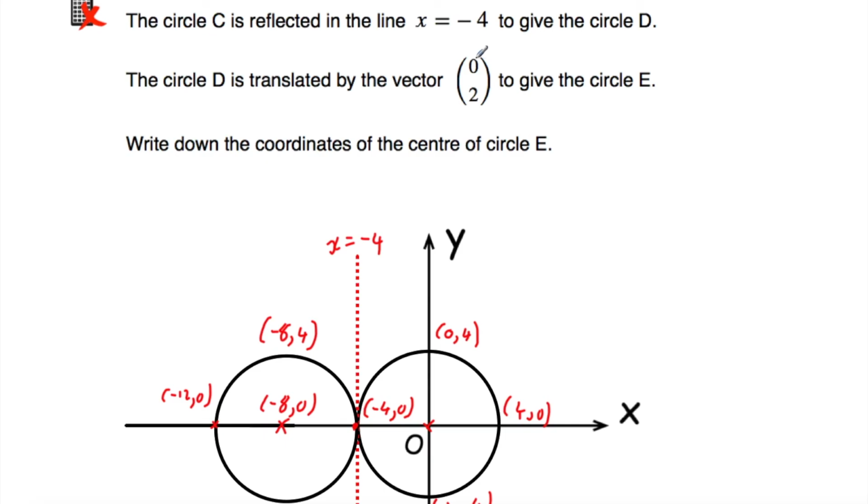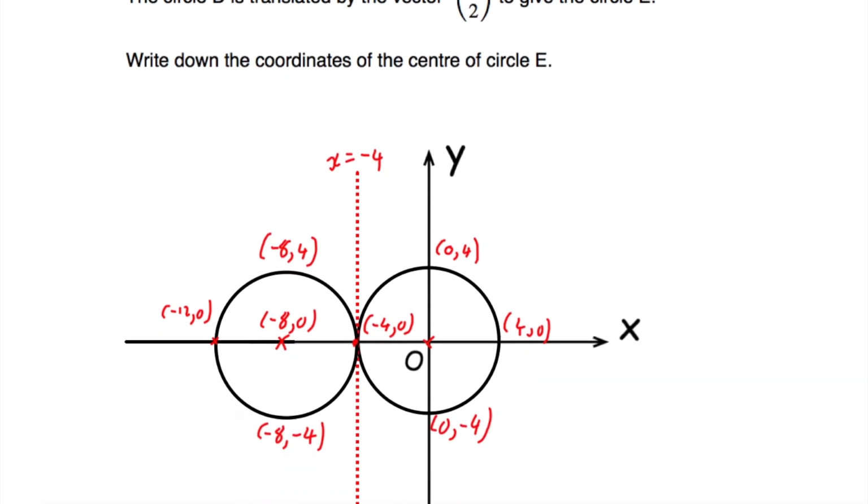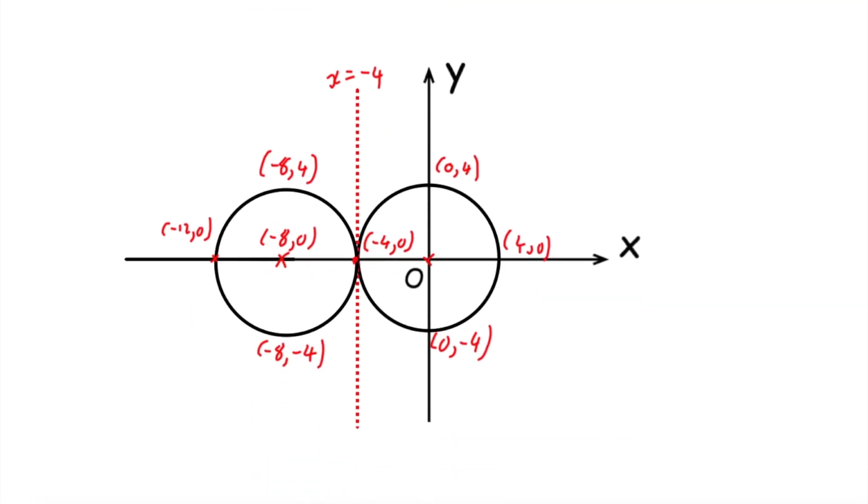Then we're told that circle D is translated by the vector (0, 2). That translation (0, 2) means 0 left or right and 2 up. So this circle is going to be translated 2 squares upwards to give us circle E. And we've been asked to write down the coordinates of the centre of circle E. So let's translate this circle 2 squares up. So we've translated circle D 2 squares upwards to give us circle E.